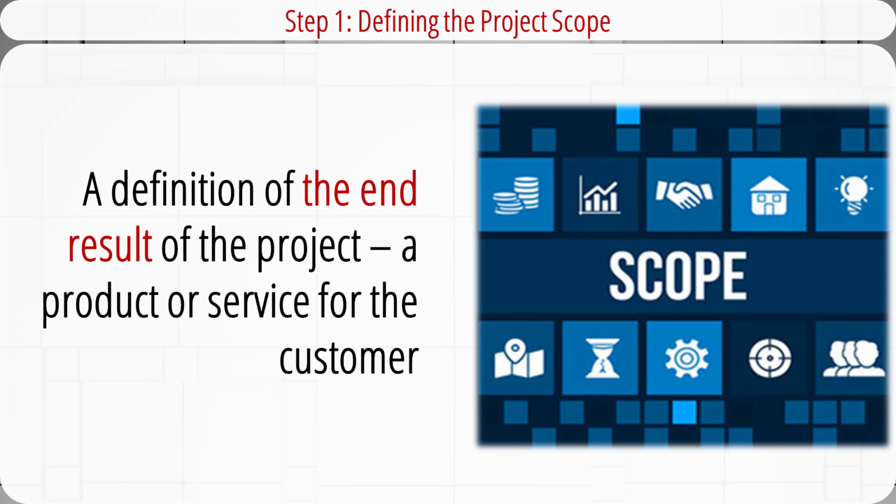A poorly defined scope is one of the most frequently mentioned barriers to project success. So the first step toward project success is to properly define the project scope. The project scope is the definition of the end result of the project, a product or service for the customer. The project scope statement can be used to clearly define the deliverables for the end user. It can also be used by the project manager and participants as a planning tool for measuring project success.